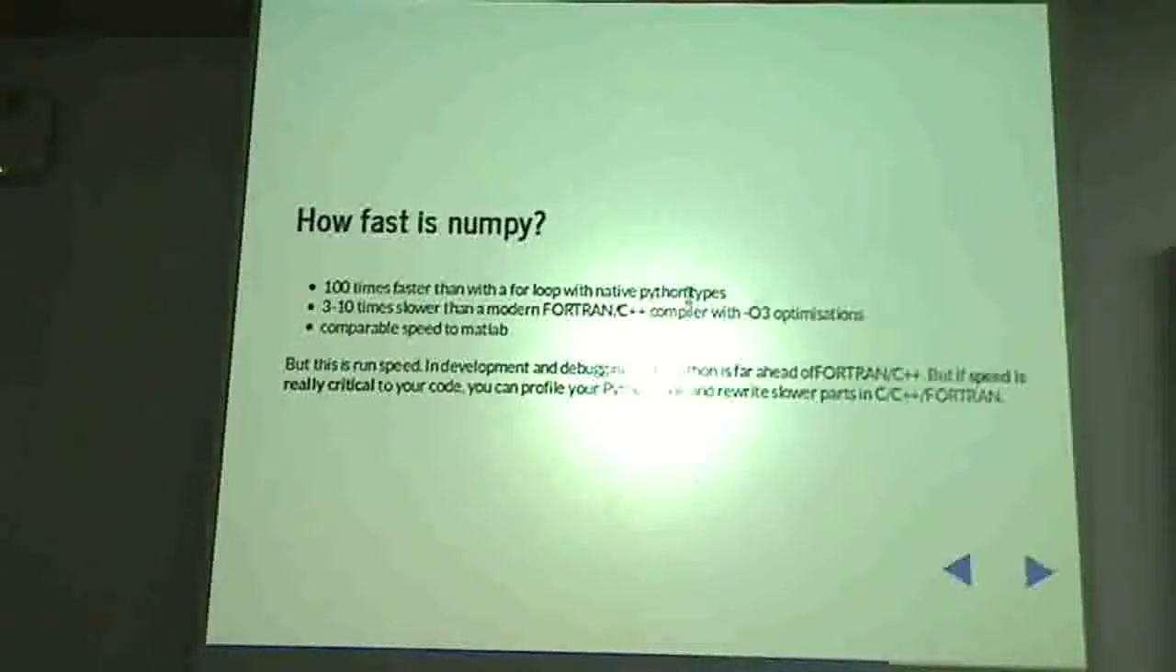So how fast is NumPy? NumPy is 100 times faster than a for loop with native Python types, at least 100 times faster, maybe 1000 times faster. Okay. It is still 3 to 10 times slower than a modern Fortran or C++ compiler with -O3 optimizations and so on. If you compare it with the speed that you would get with IDL, with MATLAB and so on, it is comparable. But remember, all this is run speed.